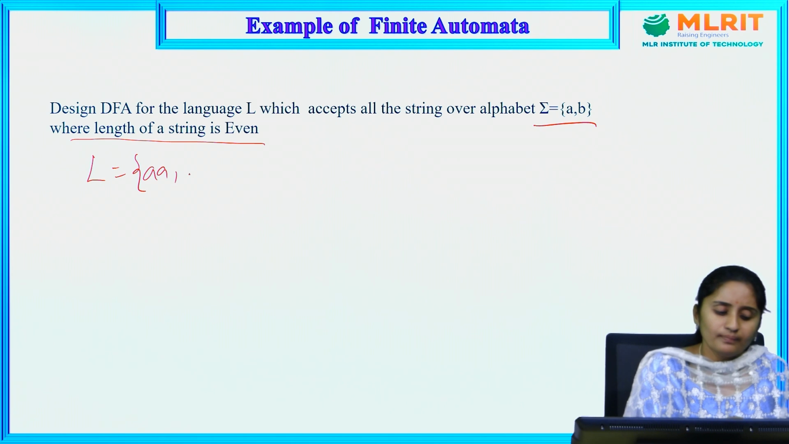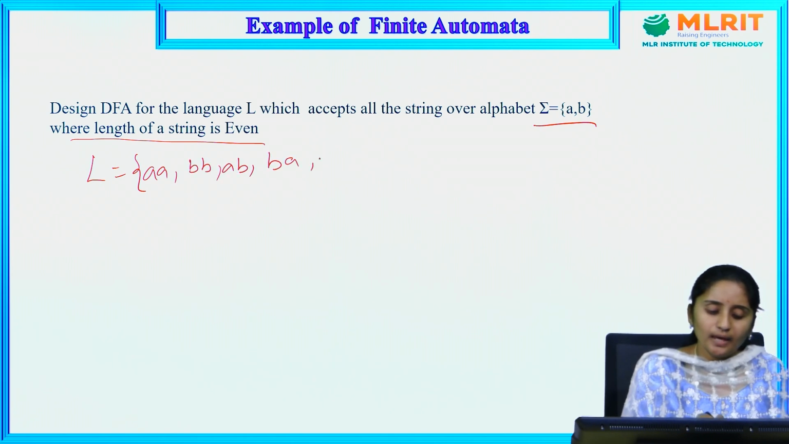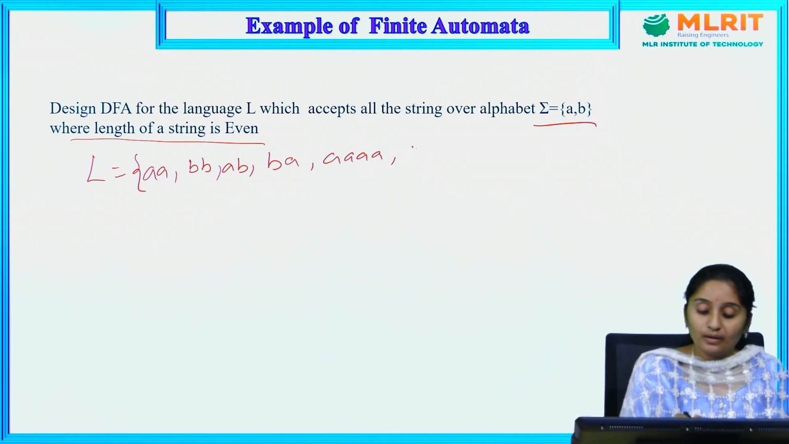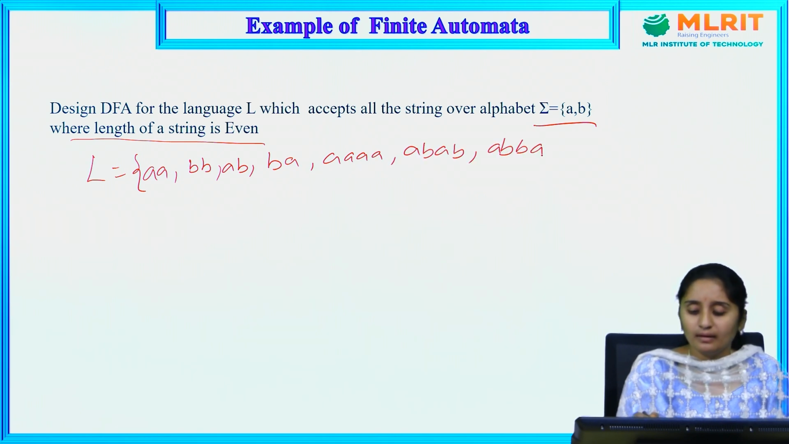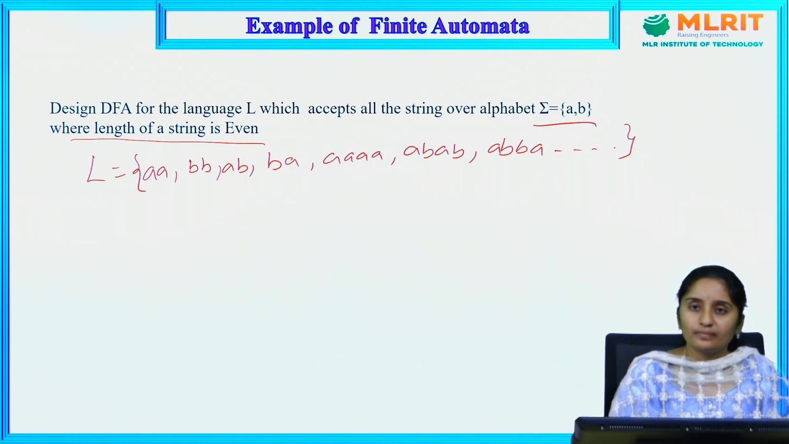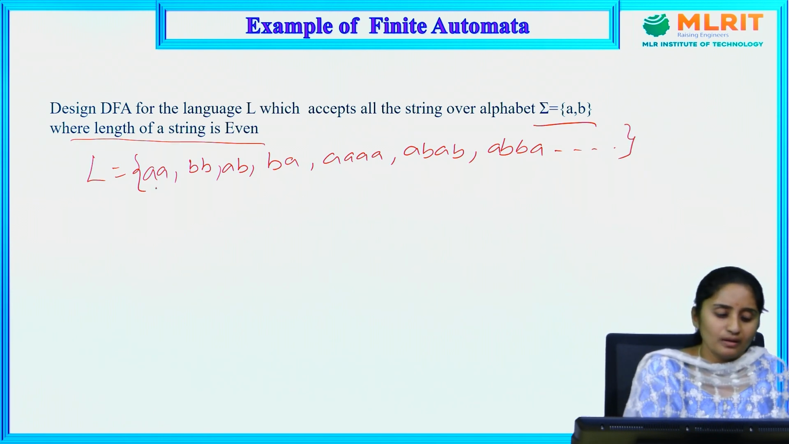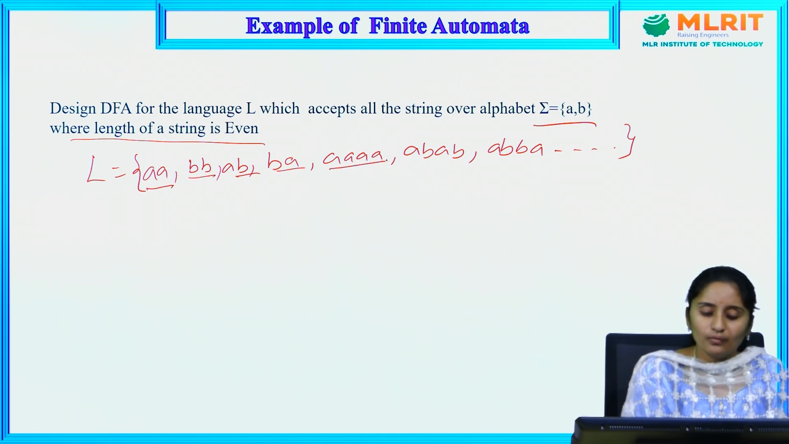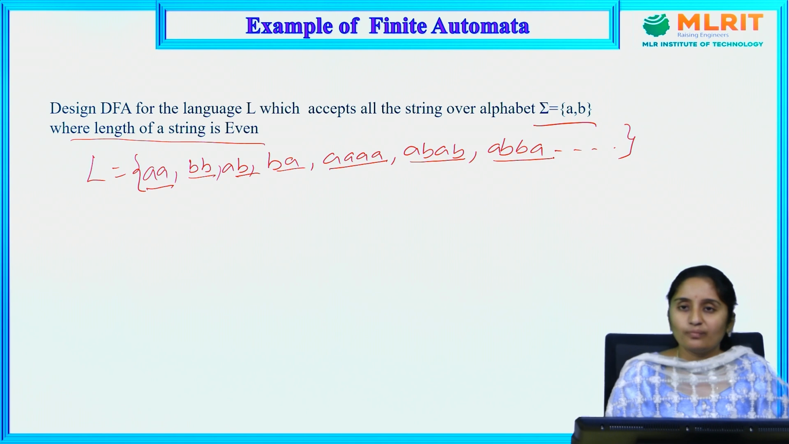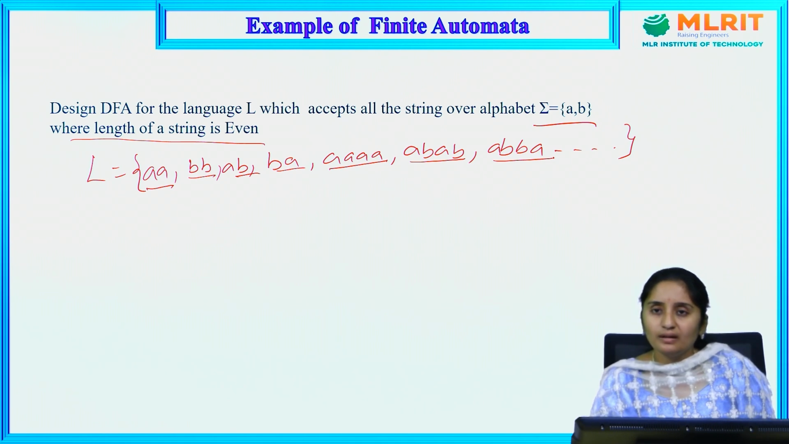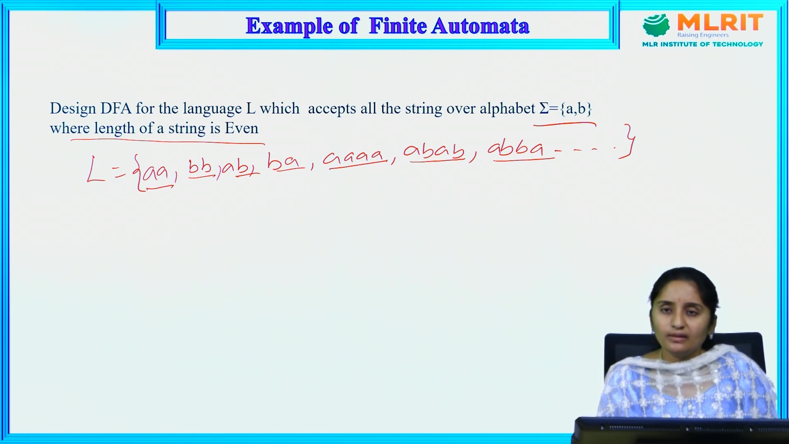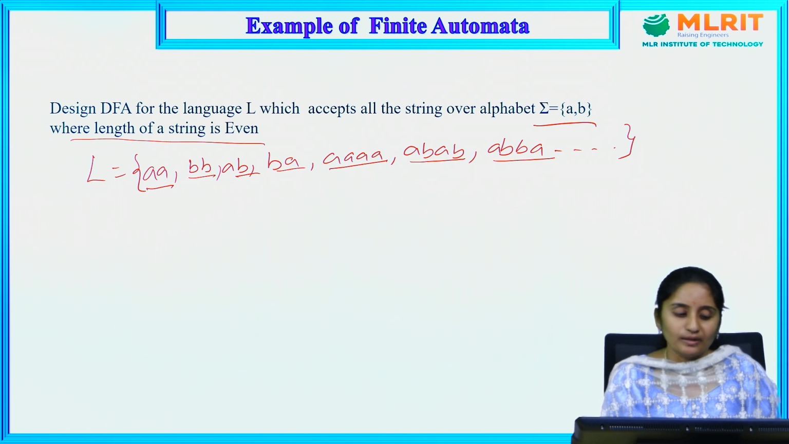AA, BB, AB, BA, 4 As, ABBA, and so on. Yes, I can construct these. Check whether the length of the string is even. Yes, the lengths of the strings are even. 2, 2, 2, 4, 4, 4. The lengths of the strings are even. So it should read strings of even length only.